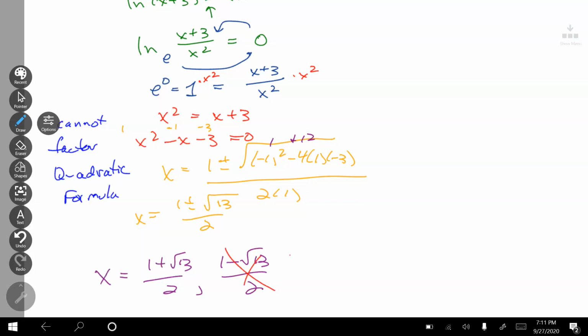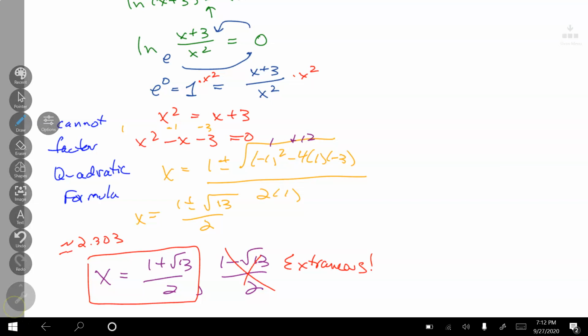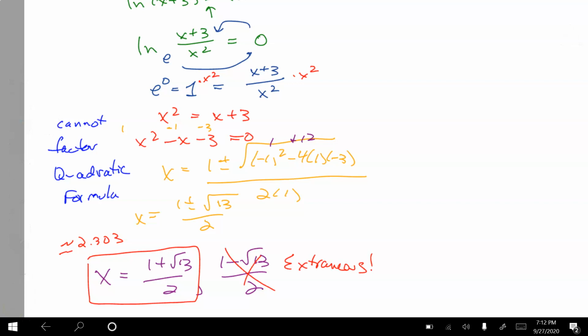But this is a negative number, so it's extraneous. Doesn't work. That's the solution. You want to write it as a decimal? I think it's about 2.303. Being that I set it up that it wasn't factorable, it was a much more difficult problem. I don't think I'll ever do that on a quiz or a test.